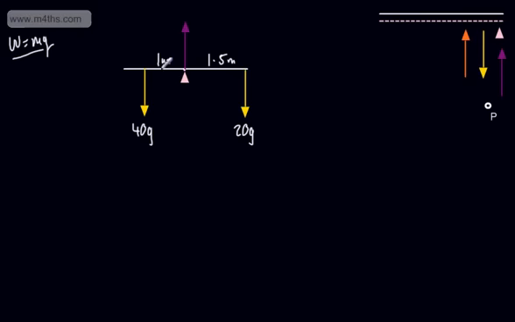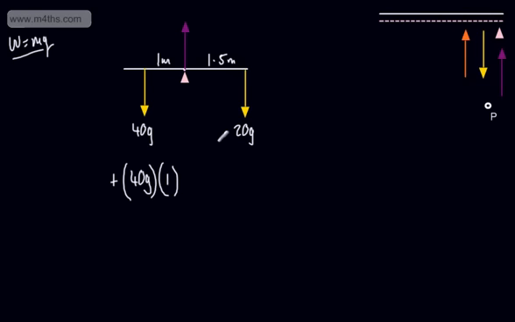Now if we think about the turning effect right here, this is going to be going anti-clockwise, and this is going to be going clockwise. We can look now at the sum of the moments. Taking this direction to be positive, we're going to have the force, which is 40G newtons, multiplied by the perpendicular distance of 1.